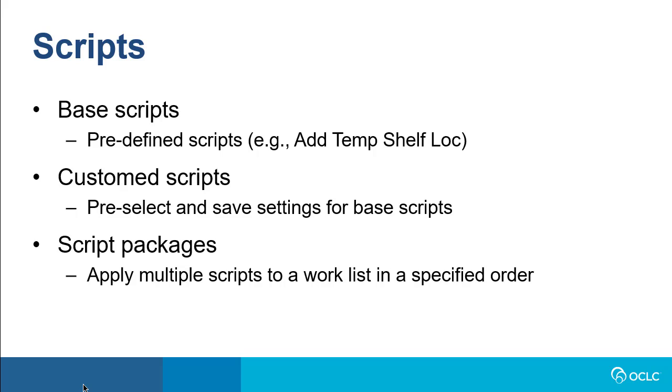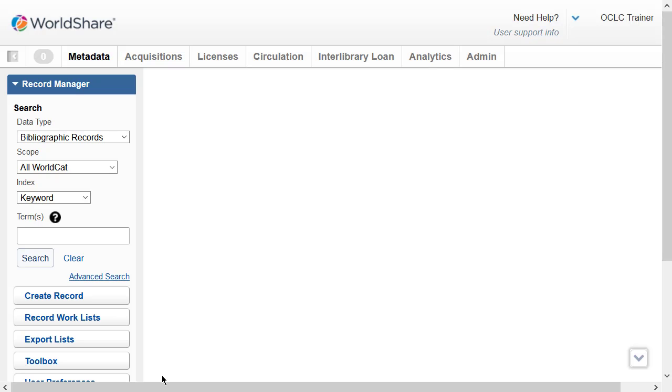Script package allows you to run up to 5 scripts on a record work list in the order you specify. Here we are in WorldShare Record Manager. Before we walk through how to edit local holdings records in bulk, let us create some customized scripts and a script package to help us perform the edits more efficiently.